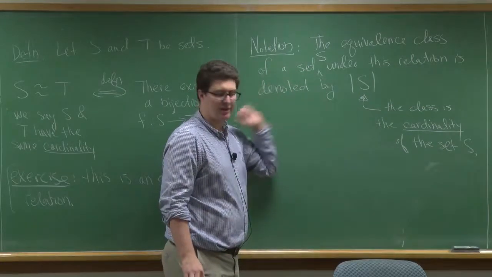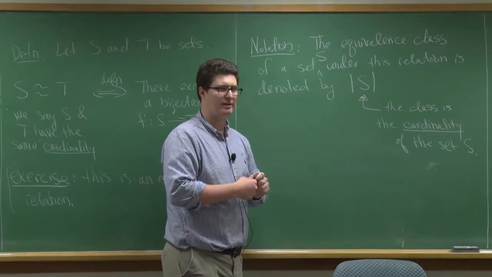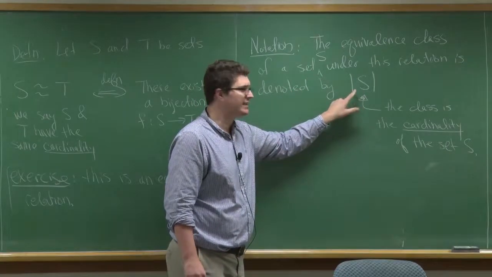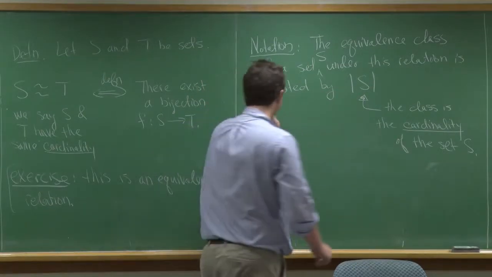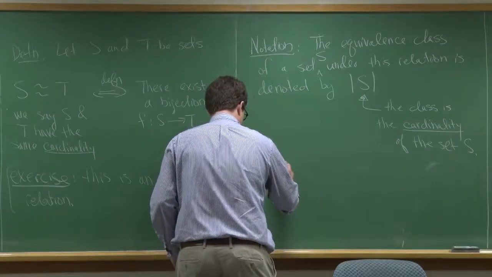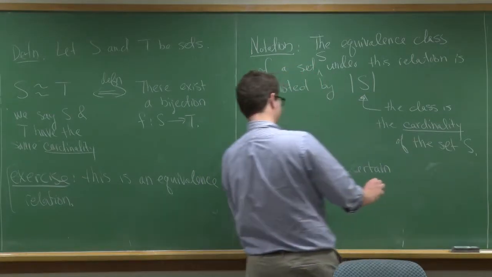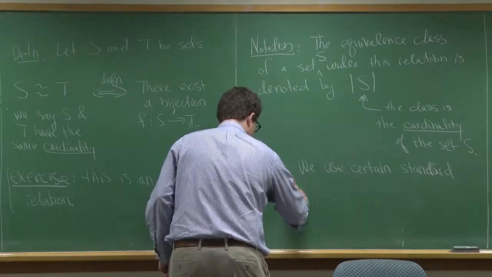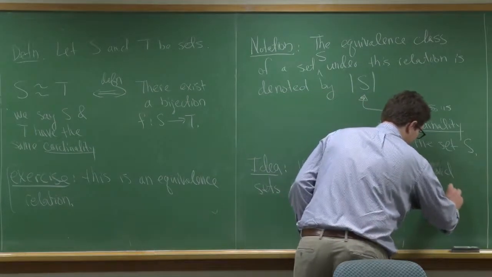Okay, so this is a thing. So we have to fix a set of sets, and then we define the equivalence class on this set of sets by defining this bijection relation, and then we call these things classes. And so these classes will play the role of numbers. In particular, we'll be able to get infinite numbers from this. Okay, so the idea is we use certain standard sets to measure the size of other sets.